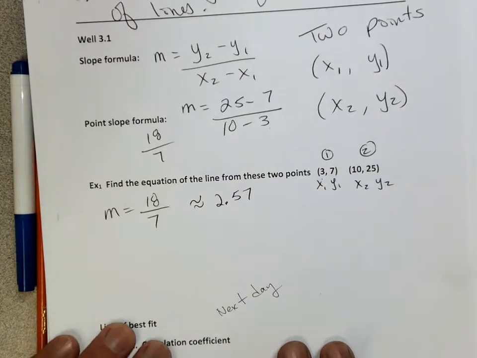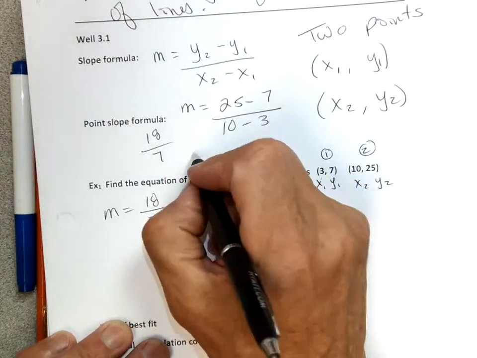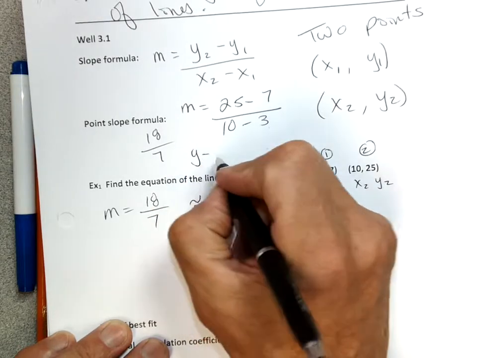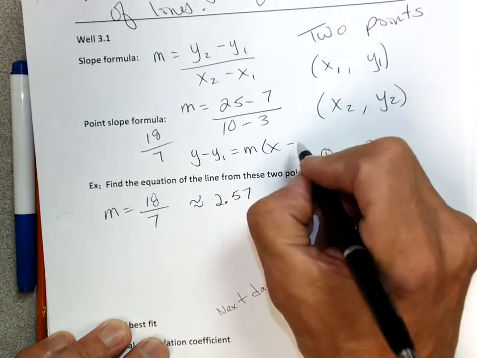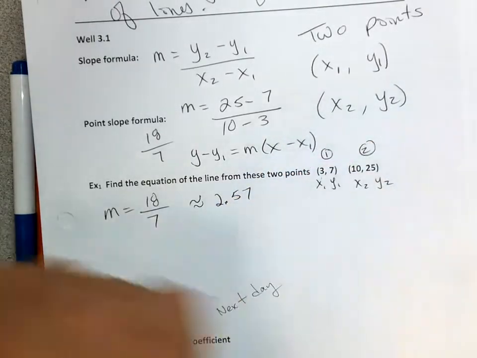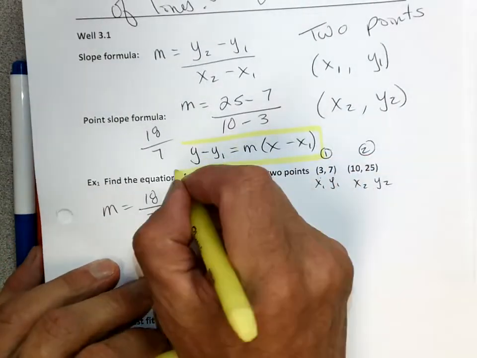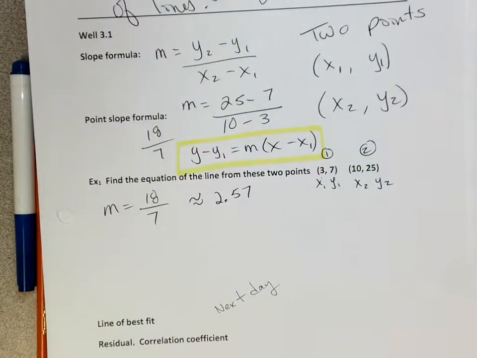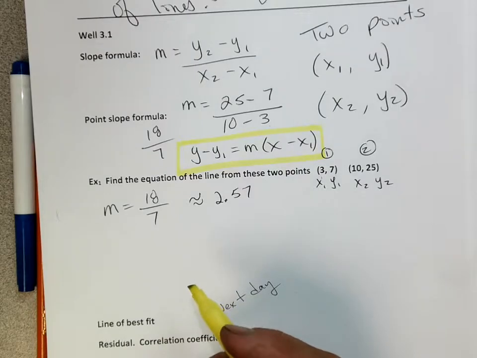Now, point slope formula, right? Let's write that. Do you have room for it right in here? Okay, we're going to write y minus y1 equals m times x minus x1. This might be a new formula for you. I'm going to highlight it. It's up on the board too. If you take a look in the very back, you'll see y minus y1 is m times x minus x1.